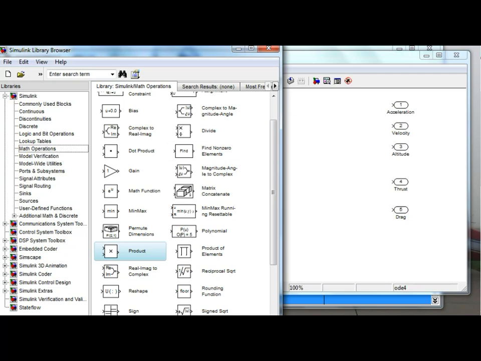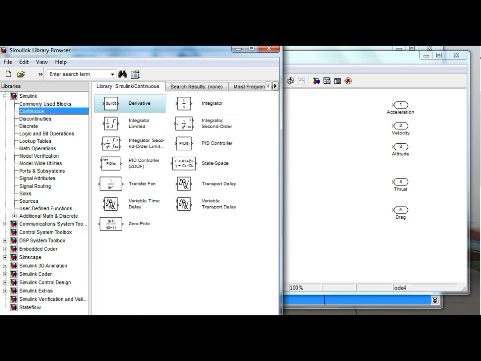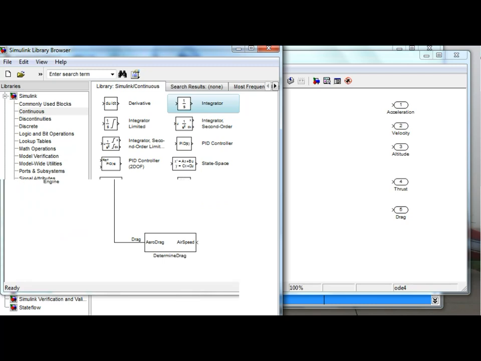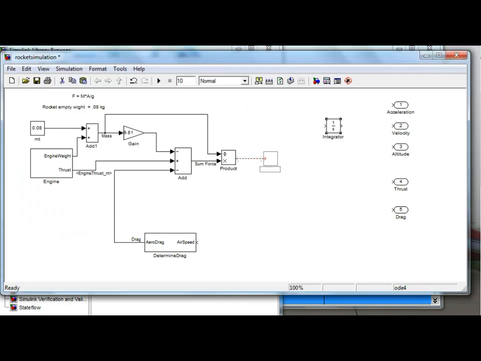If I take acceleration and I go to the continuous menu, I get the integrator with that 1/s in it. I integrate that. I get velocity. Integrate the velocity. I'll just right-click and drag. Integrate the velocity. I get altitude. Okay? And altitude is an output here. I'll just connect that right up.